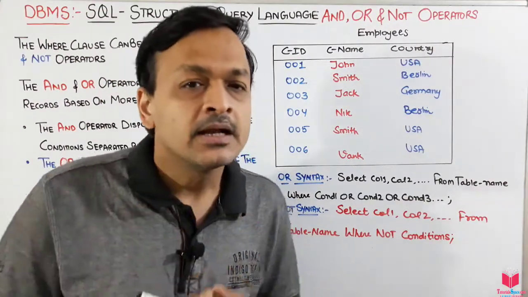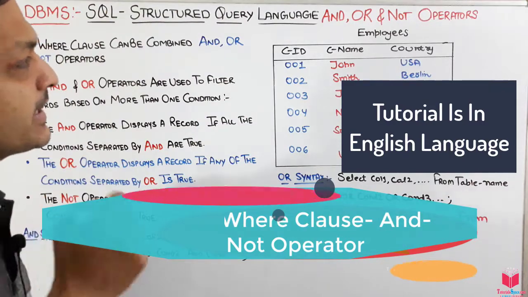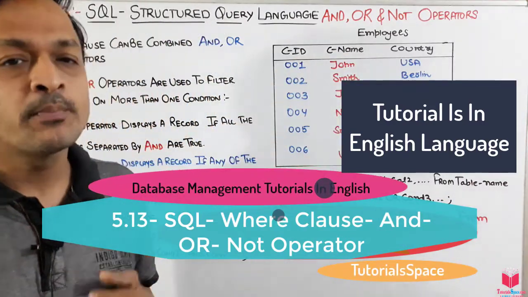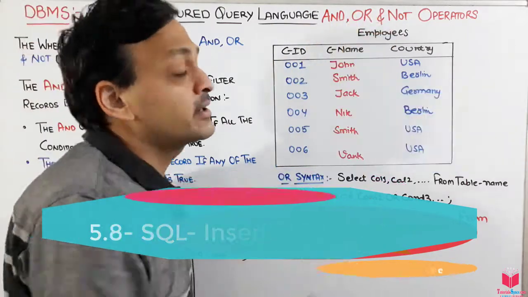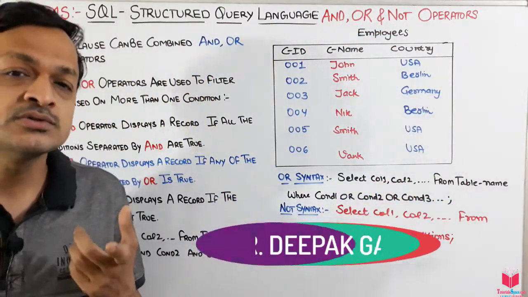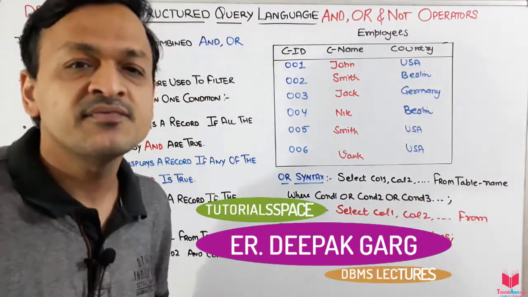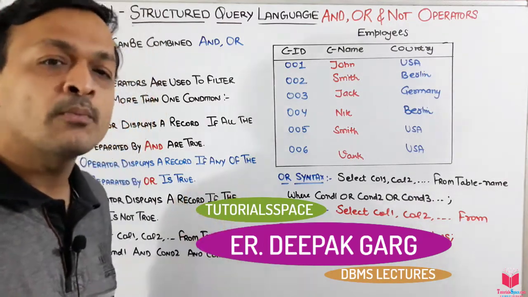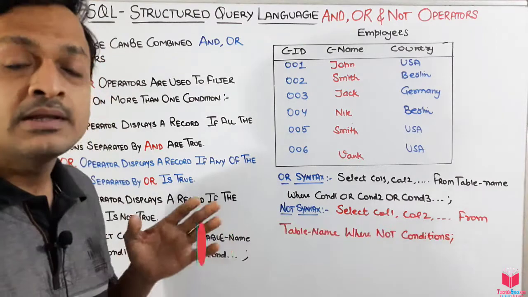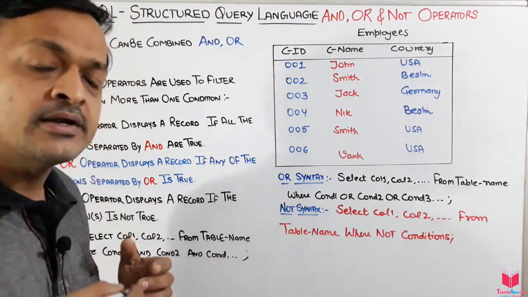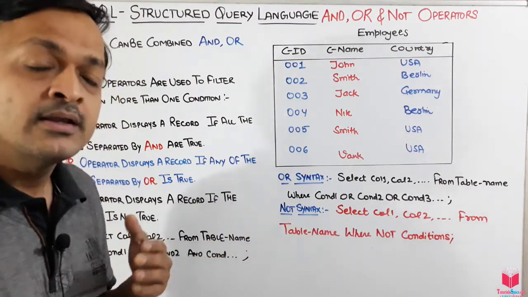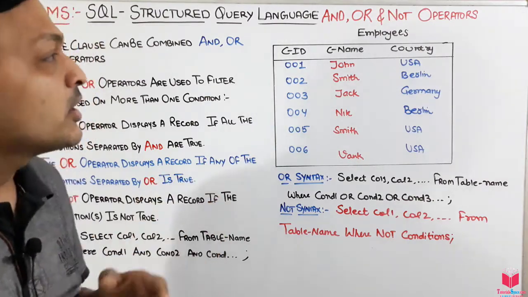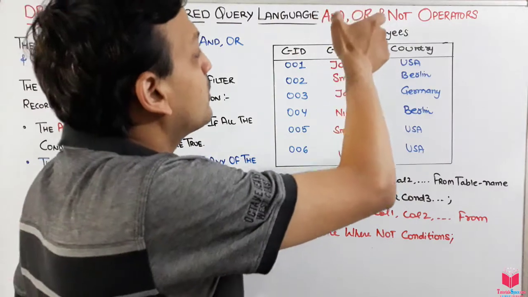Hello everyone. Today we are going to discuss the AND, OR, and NOT operators. There are three more operators, that is AND, OR, and NOT, which can be further used with the WHERE clause. In the previous videos, I taught you that the WHERE clause can be used with many operators like equal to, less than, greater than, less than or equal to, then BETWEEN, IN, LIKE. There were more operators. Now it's the turn of the AND, OR, NOT operators.